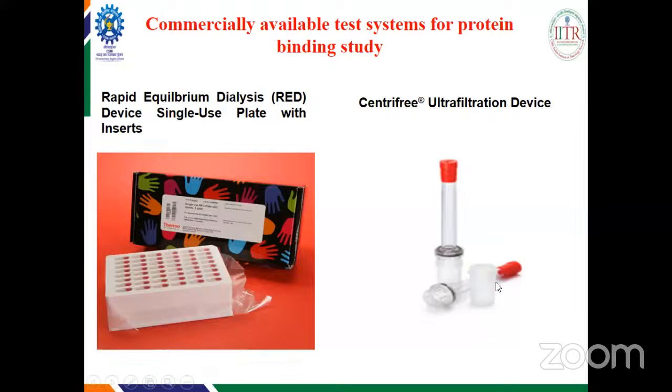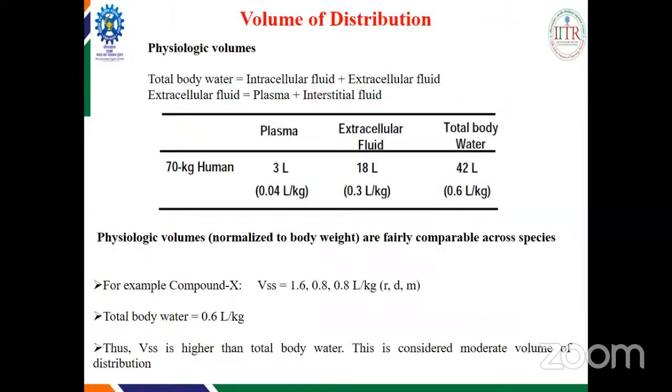Another device is the ultrafiltration device, where you put your sample on the top, and then you centrifuge it, and only the unbound drug will come into the filtered fraction. You can measure the concentration in the above and the down filtrate, and then you can determine the protein binding. So why is this important?